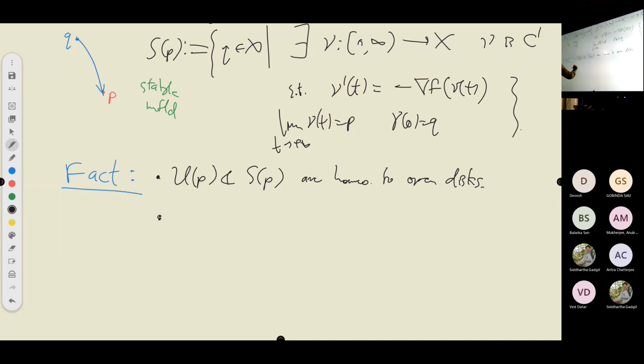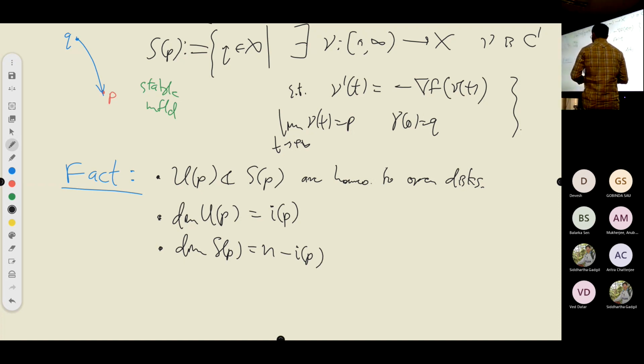The dimension of the unstable manifold is the index of the critical point, and the dimension of the stable manifold is n minus the index, where n is the dimension of your underlying manifold. All right, so I've backed up my heuristic about a critical point corresponding to a k-cell by talking about the unstable manifold having the right dimension and being a disk.